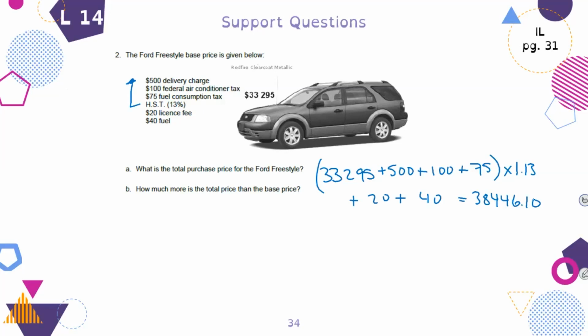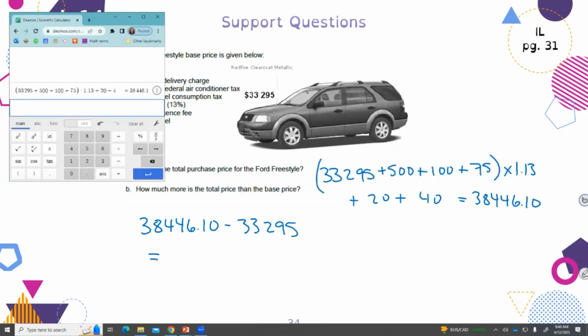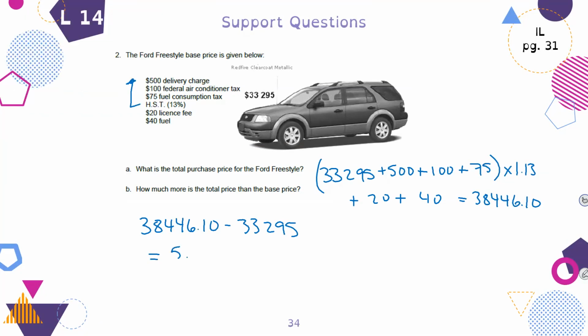How much more is the total purchase price than the base price? Well, the total purchase price is $38,446.10. And the base price is $33,295. So the difference is $5,151.10. So it can be a bit of a surprise that you're paying $5,000 more based on all of these fees and taxes.